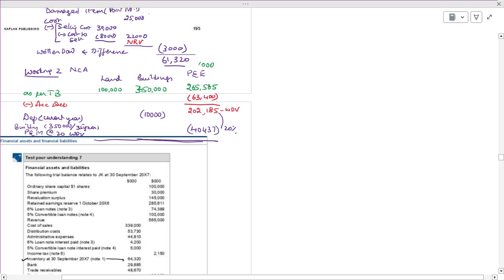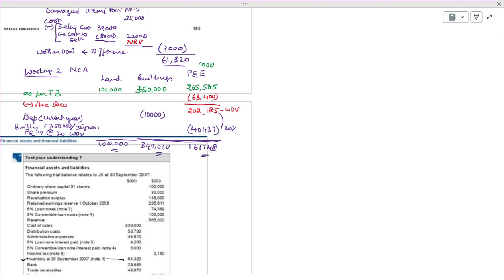Now you take the total, how much will you get? Land is going to be 100. Buildings is going to be 340. And plant and equipment will be how much? 161,748. See, this is an easy paper, my dear.